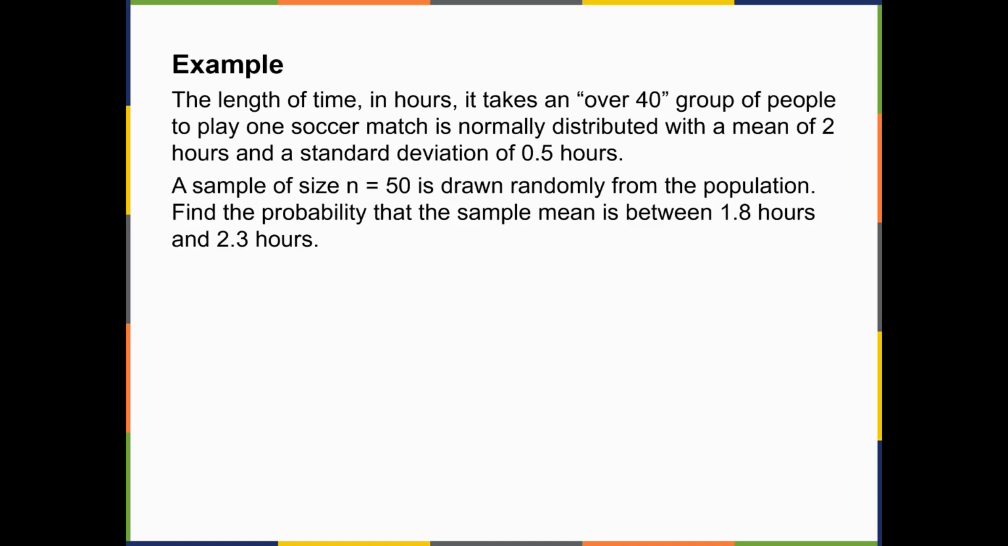Let's do another example. The length of time in hours it takes a group of people aged 40 to play one soccer match is normally distributed with a mean of 2 hours and a standard deviation of 0.5 hours. Of all those games we have recorded, their times, how long they took, we're going to draw 50 of them out from the population. And we want to find the probability that the sample mean from that sample size of 50 different games is between 1.8 hours and 2.3 hours.